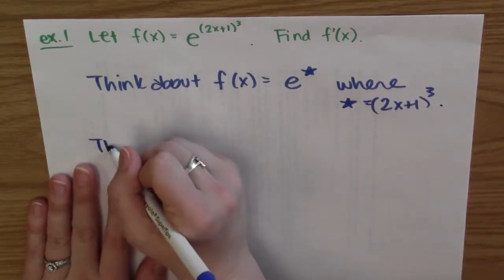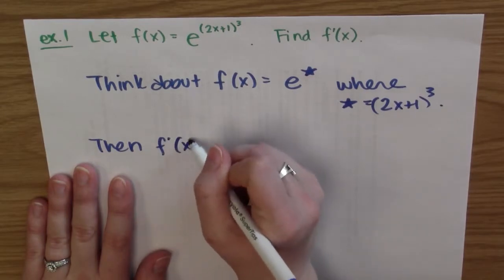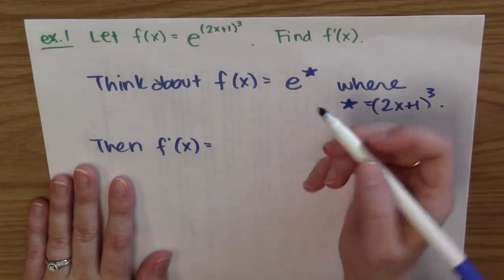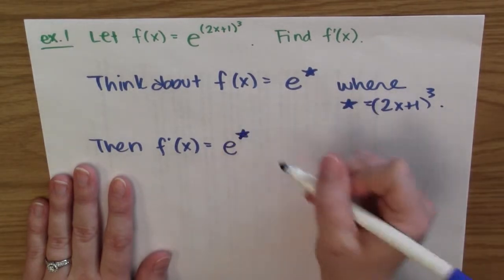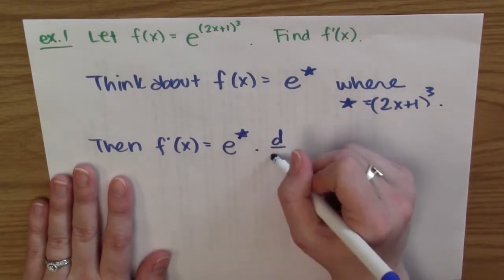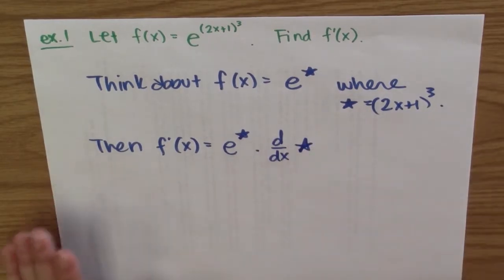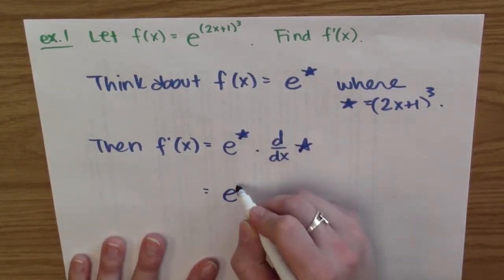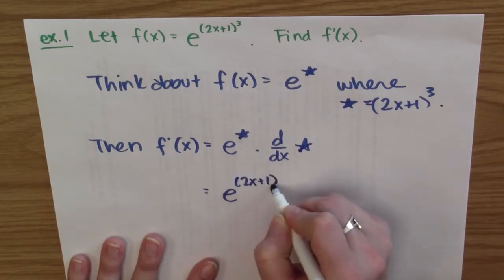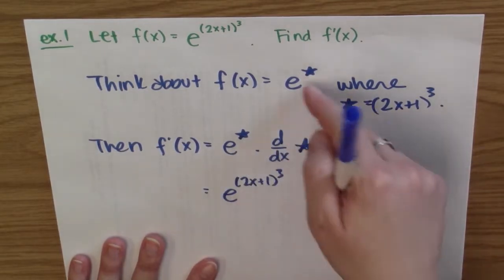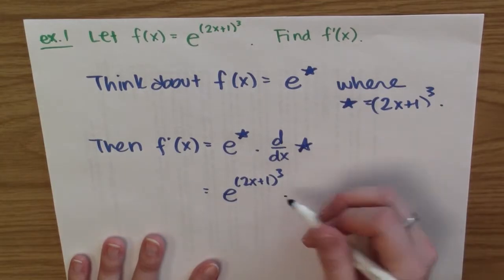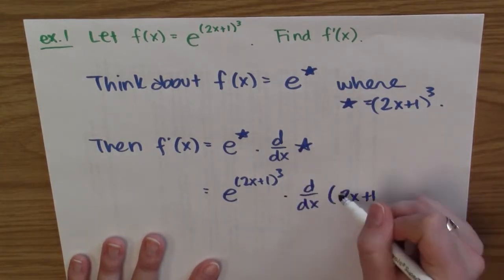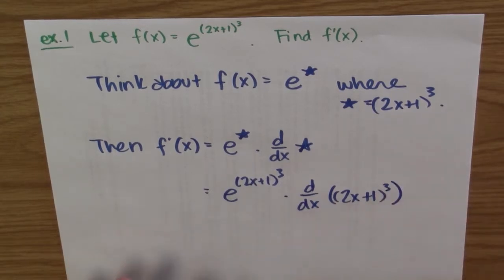So then f prime of x, using the chain rule, is the derivative of this thing, which is just e to the star, times the derivative of the star. Well, now I can go back and put the star in again. So I have e to the (2x plus 1) cubed, remember that's the derivative of this outside function, times the derivative of (2x plus 1) to the third power.